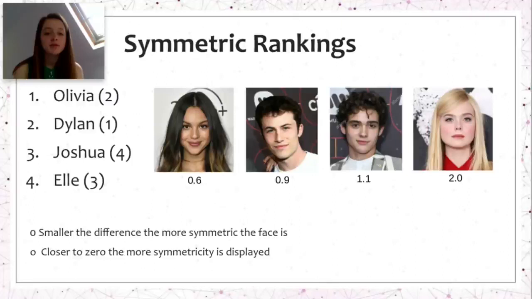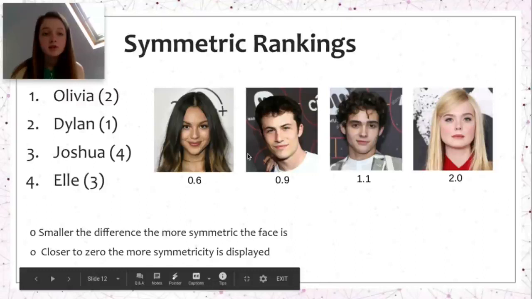So the smaller the difference, the more symmetric the faces. As you can see, we have a 0.6 all the way up to a 2. So as we go up this line, the symmetry decreases, and the closer to 0, the more symmetry is displayed, as you can see.